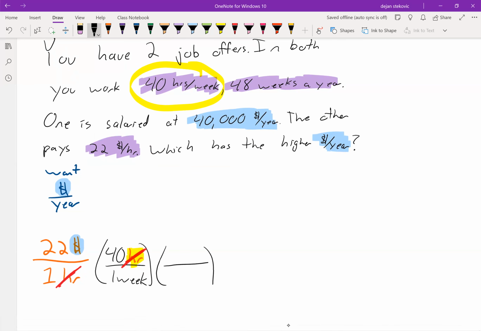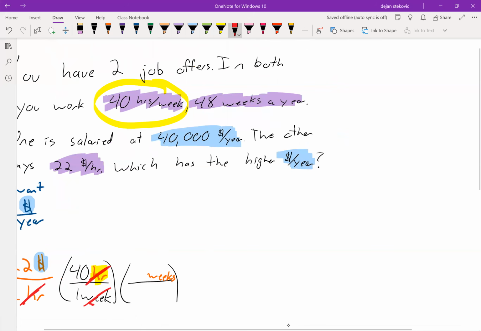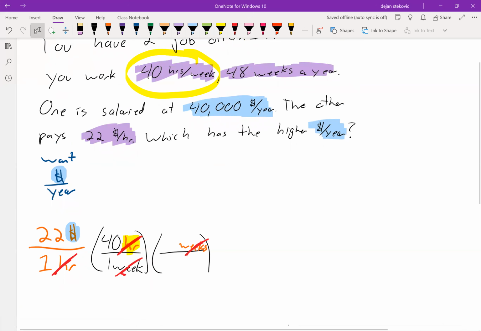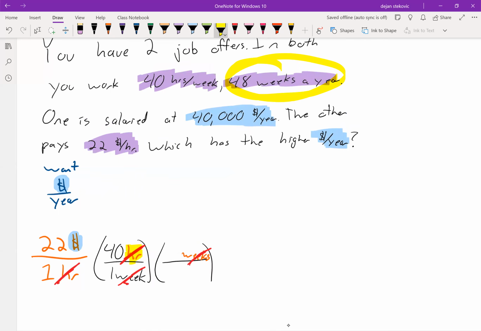If we think about what number we have on the bottom, we have weeks, but we want years, so we're not quite there yet. But I know instantly, boom, I can just put weeks up here because that's what I need to cancel out. So then I just have to go through my problem and hunt out where is weeks. Well, I see it right there, 48 weeks in 1 year. Boom, the weeks and the weeks cancel out. Now my denominator is years, which is exactly what I want.